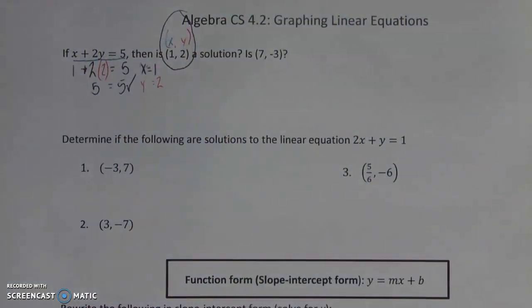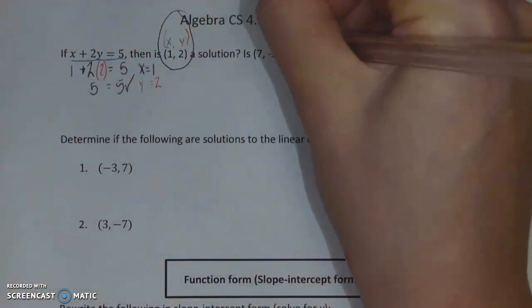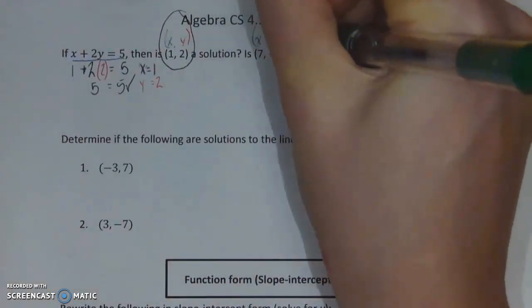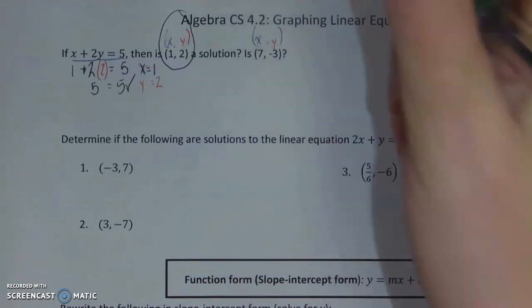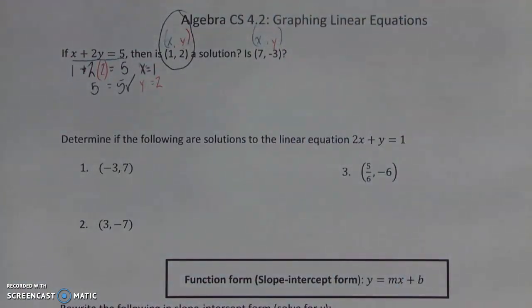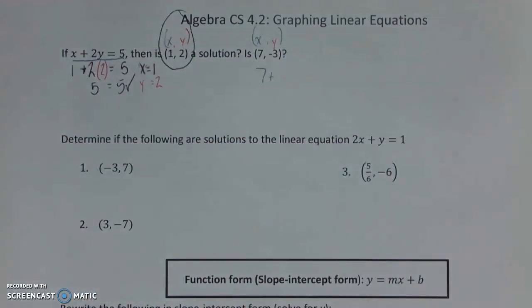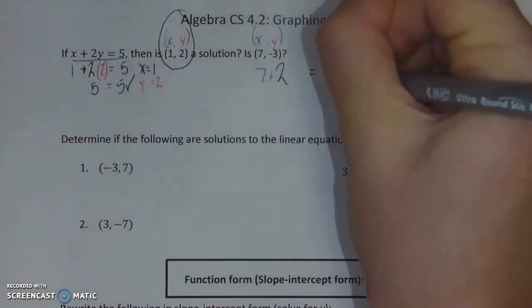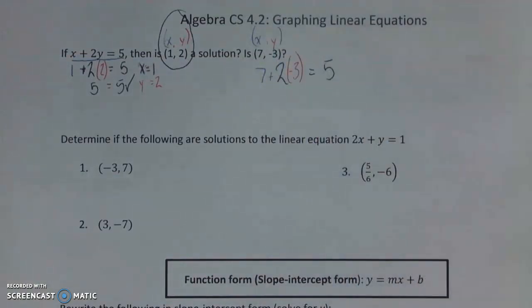Let's check out 7, negative 3. Again, start with labeling your x and your y. You can do that just by dropping a coordinate right over top. And that means that x equals 7, y equals negative 3. Fill in your equation, x, or 7, plus 2 times our y value of negative 3 is equal to 5.